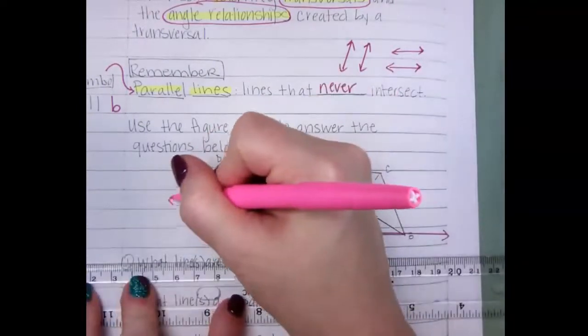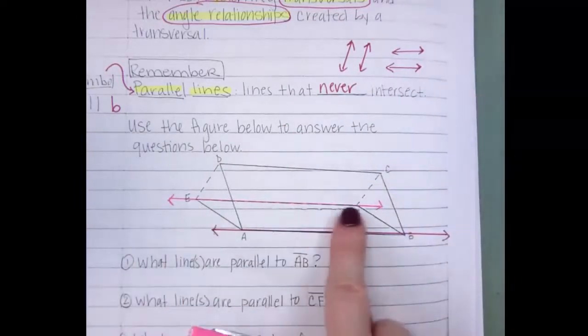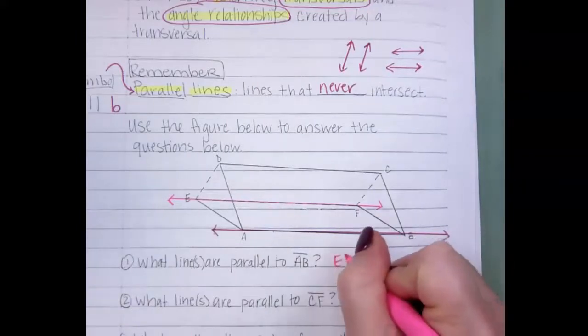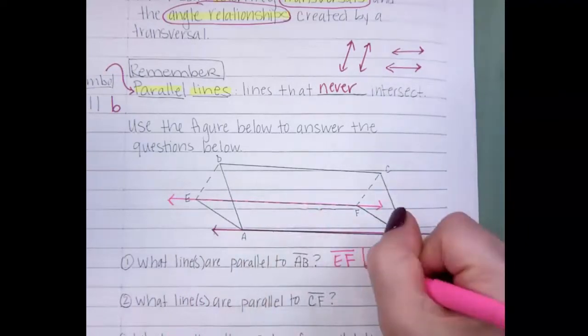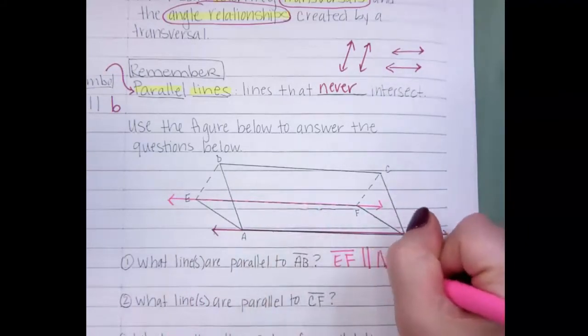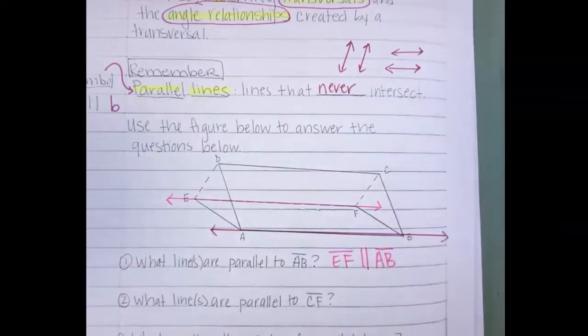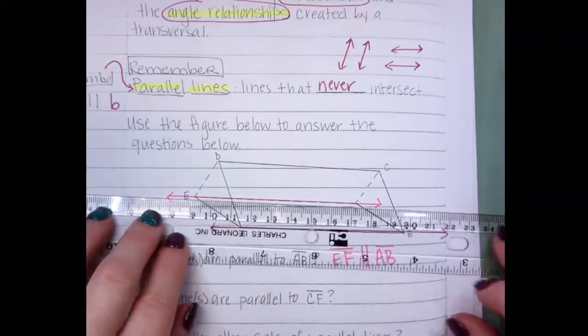What do we call that? Remember when we name a line, we're going to name it by 2 points. So this is line EF. All right? So we could say that EF is parallel to AB. Is that the only one you think though? Let's go find out. So we're going to continue going.